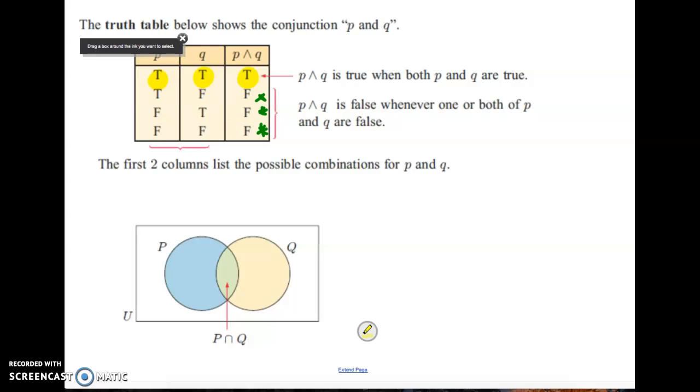Here are your two propositions, proposition P and proposition Q. Notice that overlap is when they are both true, and we worked with Venn diagrams earlier this year.